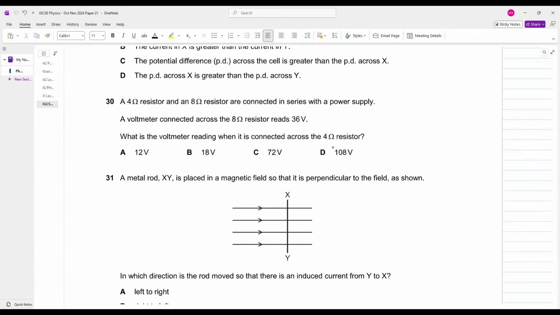A 4 ohm resistor and 8 ohm resistor are connected in series with a power supply. A voltmeter measures the voltage across the 8 ohm resistor to be 36 volts. Okay. A voltmeter connected across the 8 ohm resistor measures 36 volts. What is the voltmeter reading when it is connected across the 4 ohm resistor?